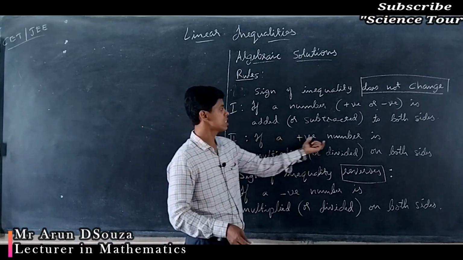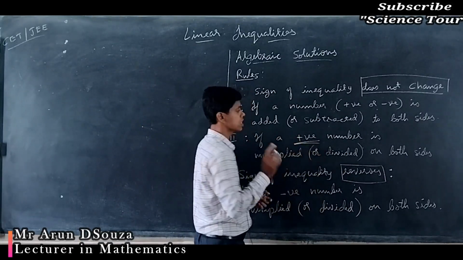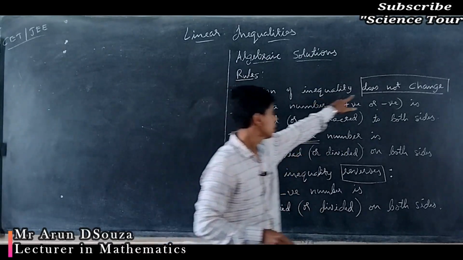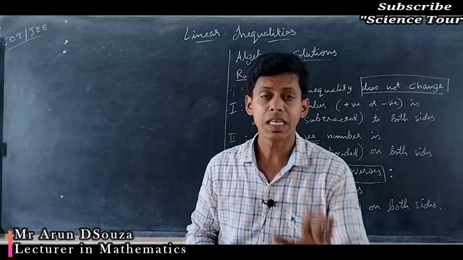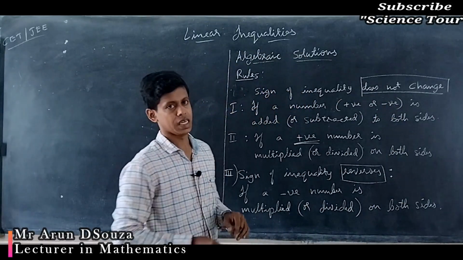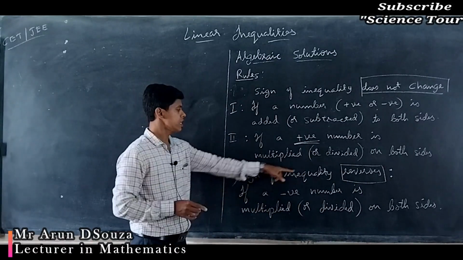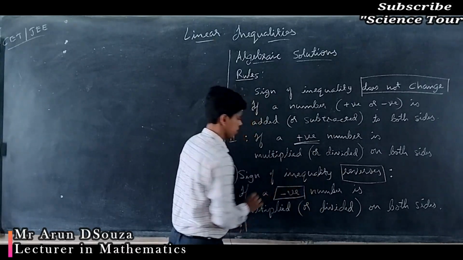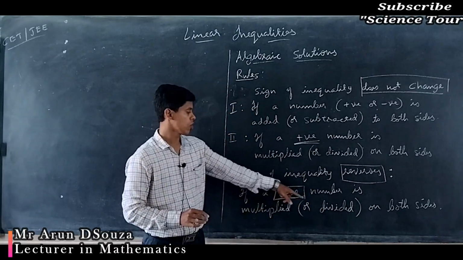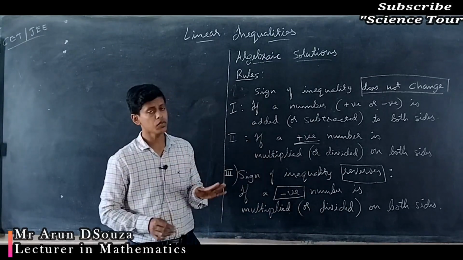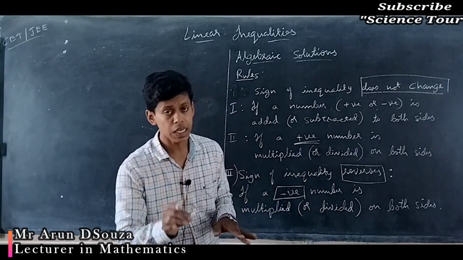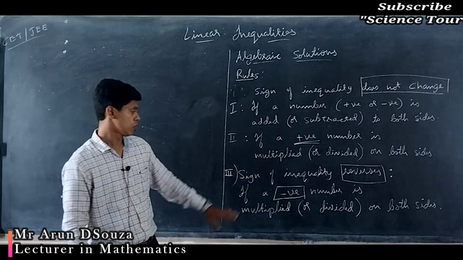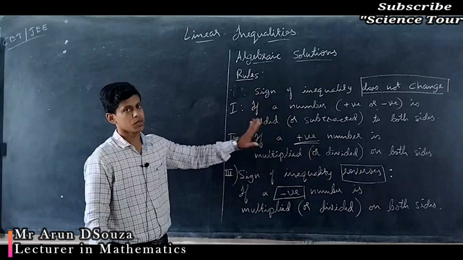If a positive number is multiplied or divided on both sides, then also it does not change. Multiply or divide by a positive number on both sides. Now when will it reverse? If a negative number is multiplied or divided on both sides. So if you're going with multiplication or division with a negative number, you have to reverse the sign of the inequality. So please remember this.